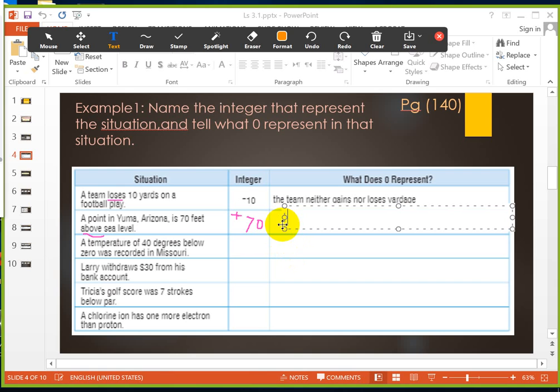So if I told you I have 0, that means a point that is exactly on or at sea level.